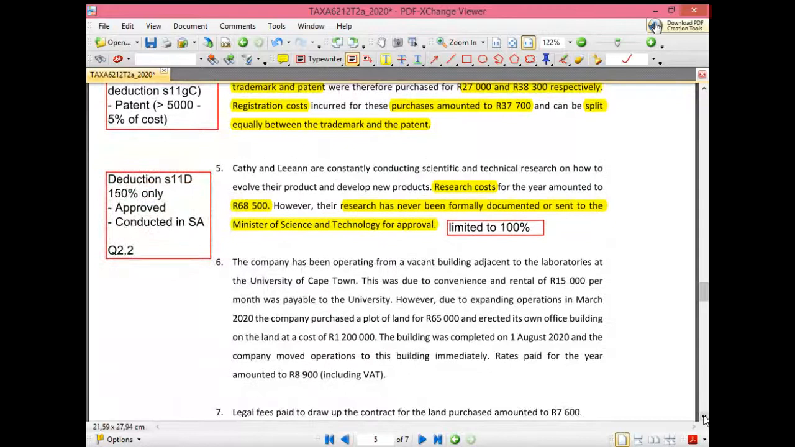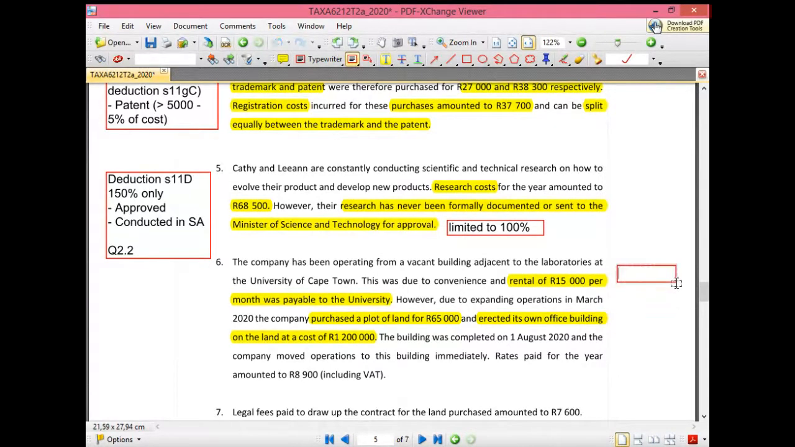Then if we move on to point 6, they tell you that the company has been operating from a vacant building adjacent to the laboratories at the University of Cape Town. This was due to convenience, and the rental of $15,000 per month was payable to the university. However, due to expansion of operations in March, the company purchased a plot of land. So we purchased a plot of land for $65,000 and erected its own office building on land, and that costed $1.2 million. Okay.